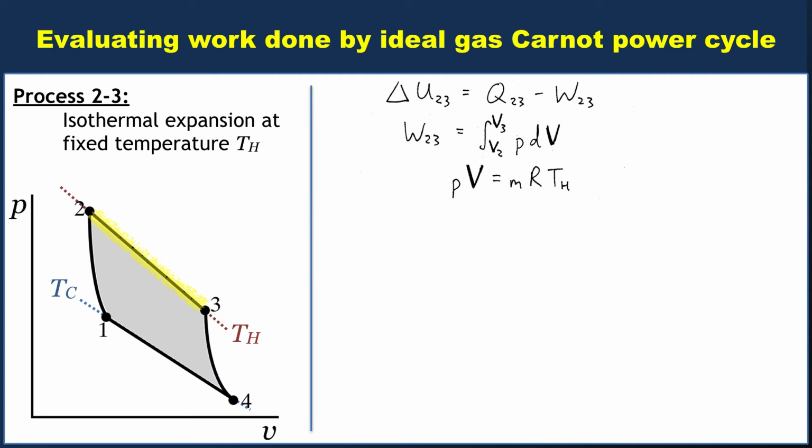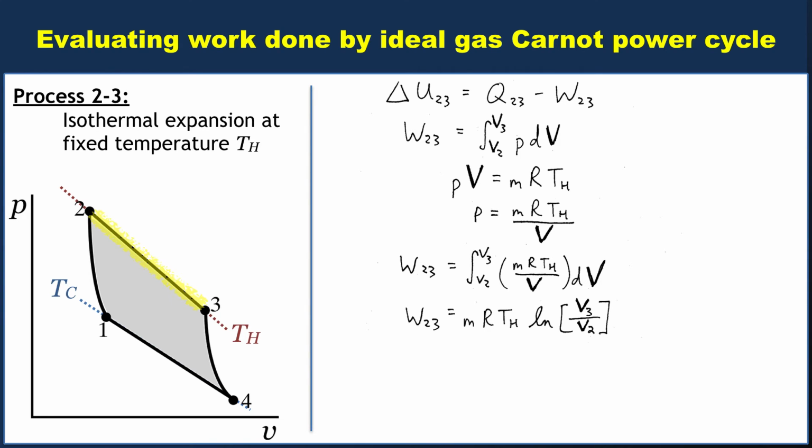Okay, that's great. So we can rearrange and solve for P. P is just mRT_H over big V, and now we can insert that into the integral for the work. So W23 becomes the integral of that entire thing over dV. And we know how to solve this integral. We've probably done it a dozen times. So it becomes the constant mRT_H times the natural log of V3 over V2.